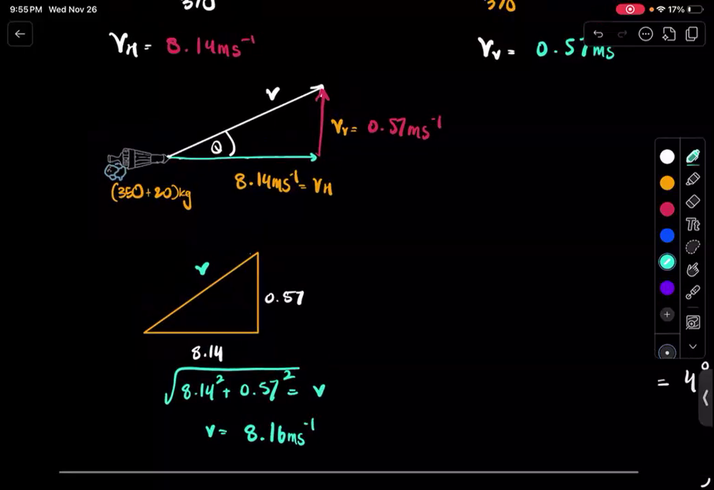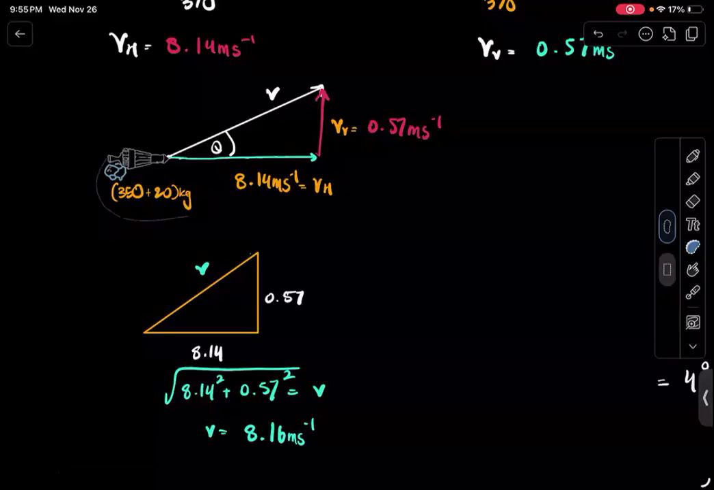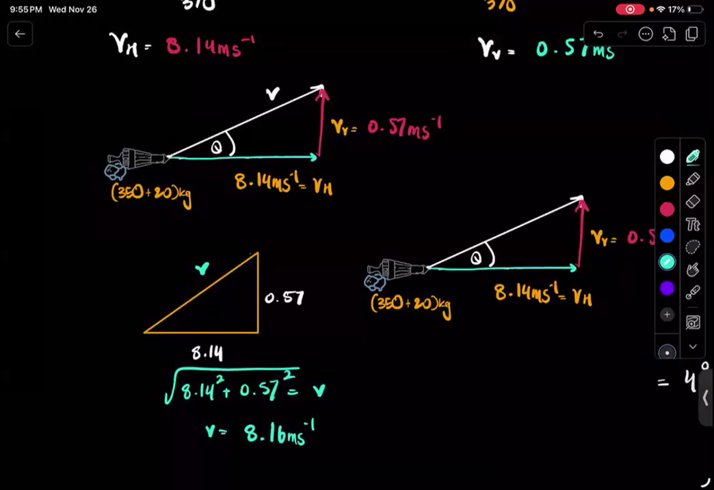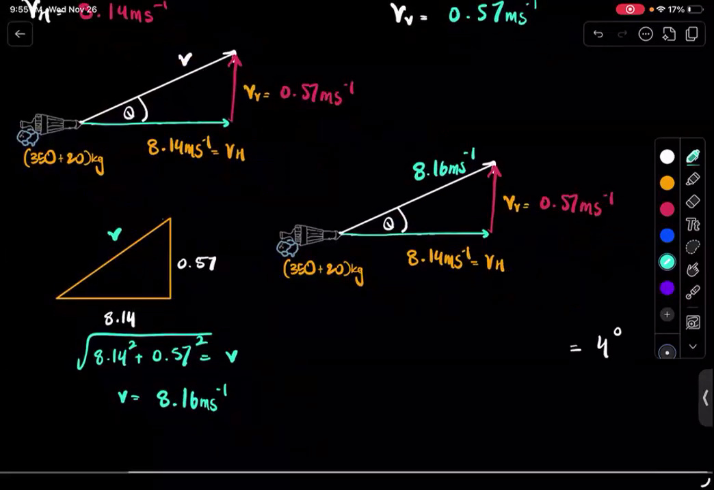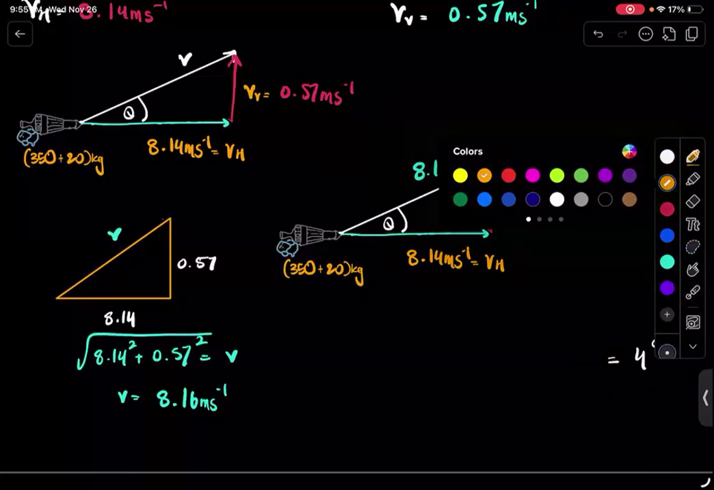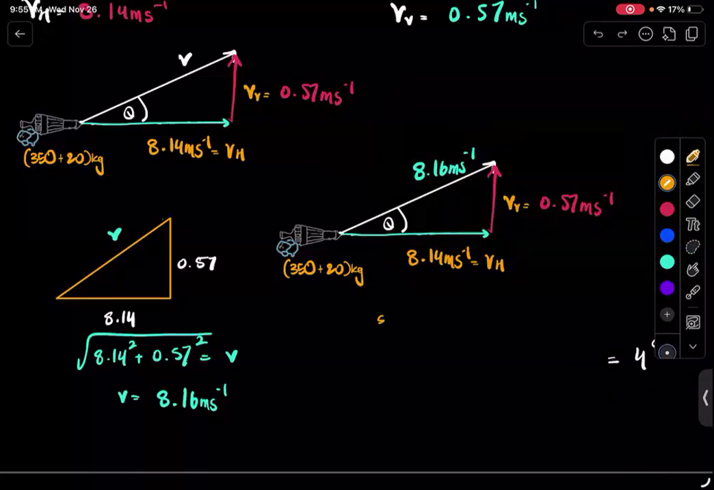So that means this is actually going to be 8.16 meters per second. Now, can we find out theta? Yes, we can. You can use whatever you want. It's going to come out as 4 degrees. I've already written the answer. You can use sine theta, tan theta, cos theta, whatever you want.